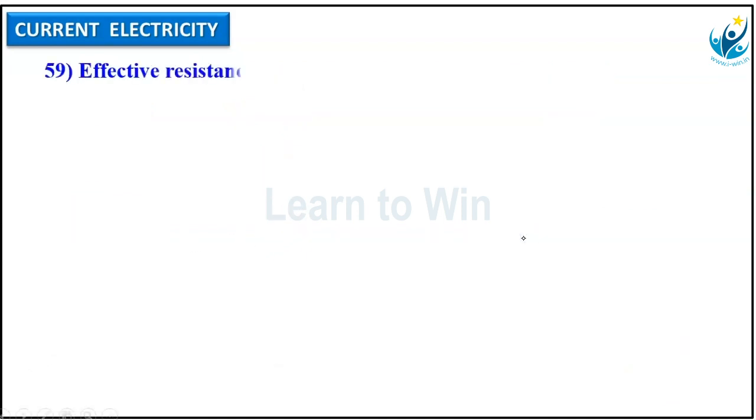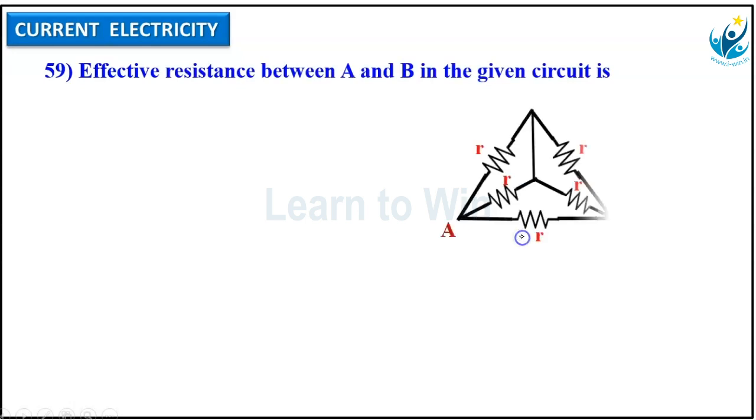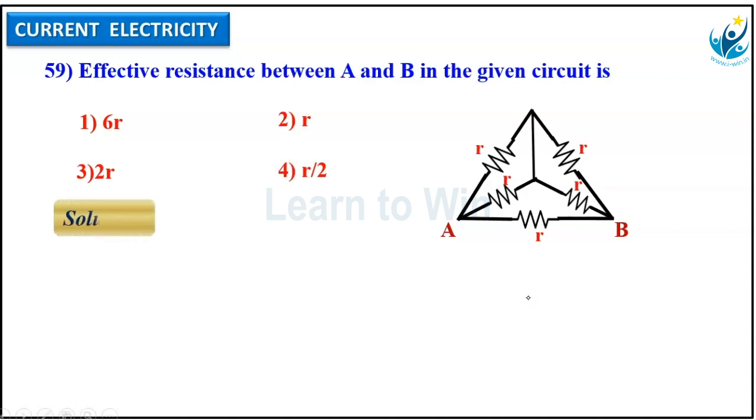Next question. Effective resistance between A and B in the given circuit. All the resistors are R. In between these 2 points, what is effective resistance? The options are 6R, R, 2R, R by 2.